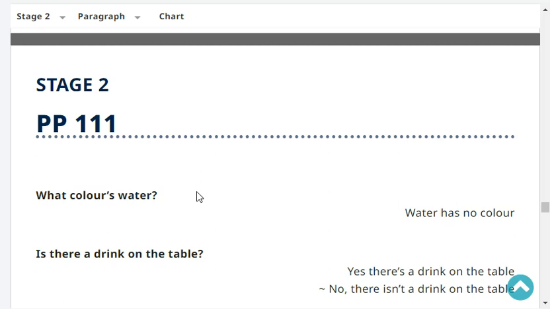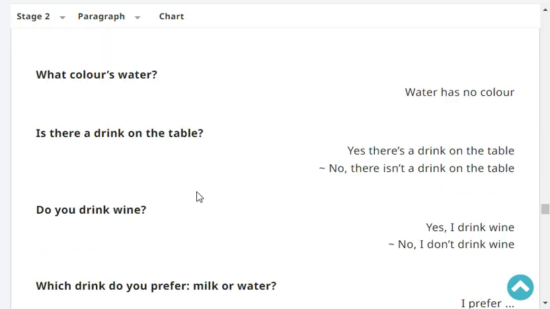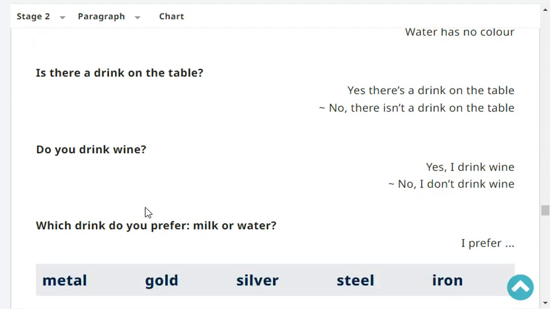Is there a drink on the table? Yes or no? No, there isn't a drink on the table. Very good.